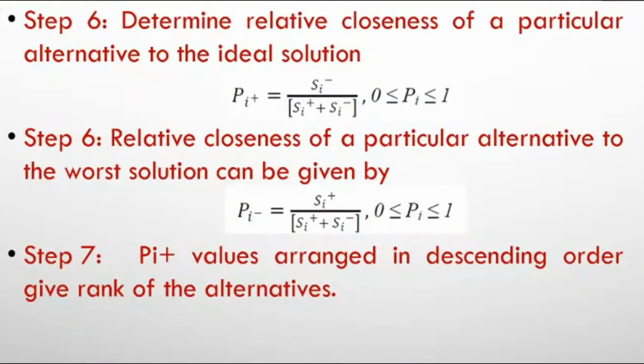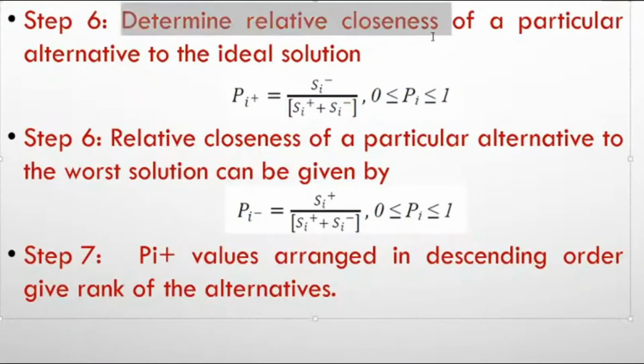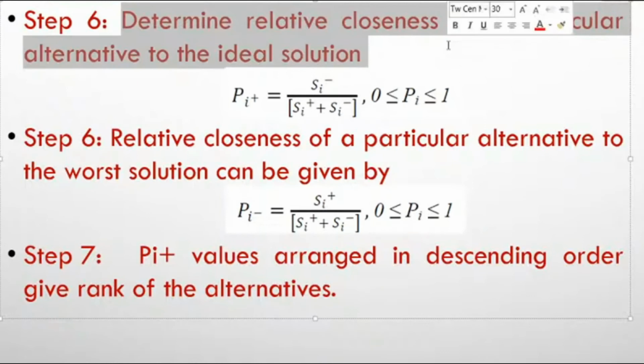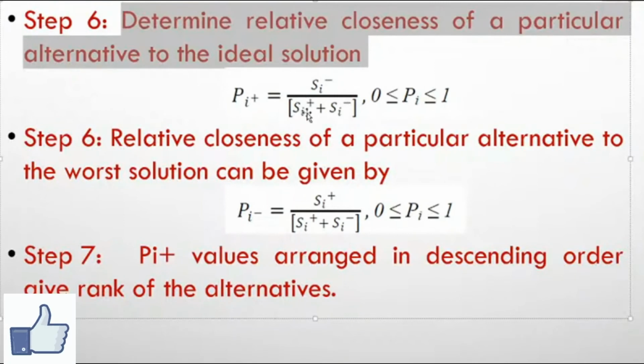Closeness of a particular alternative to the ideal solution, that means how close a particular alternative is to the ideal or best solution, which is given by SI minus upon SI plus plus SI minus, that is called as closeness to the ideal solution, and PI minus is closeness to the worst solution, which is given by SI plus upon SI plus plus SI minus.